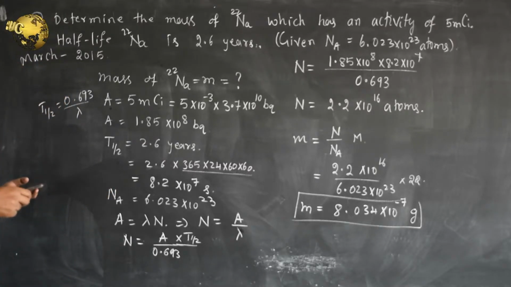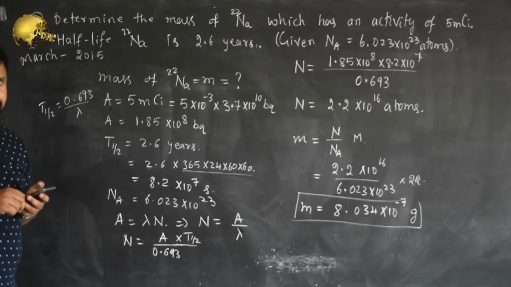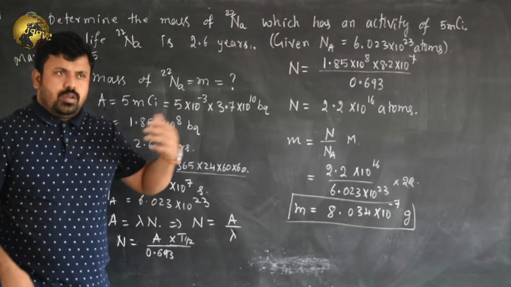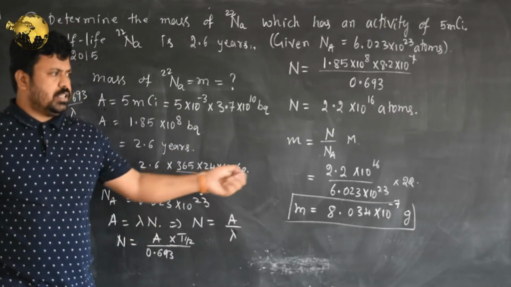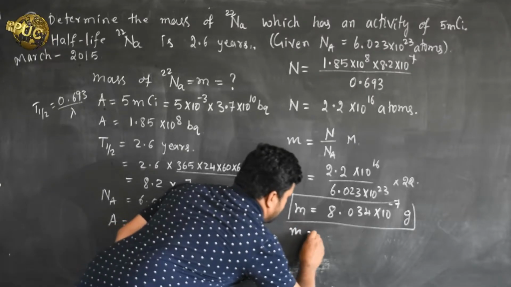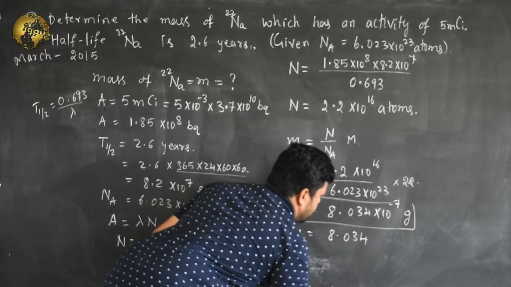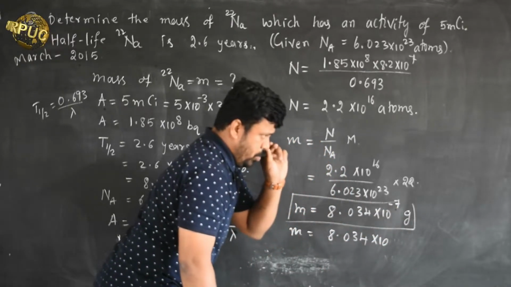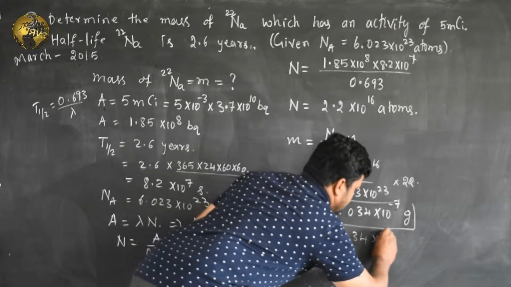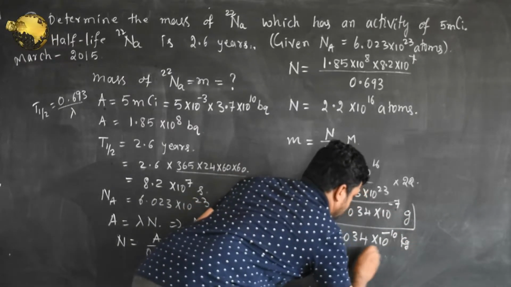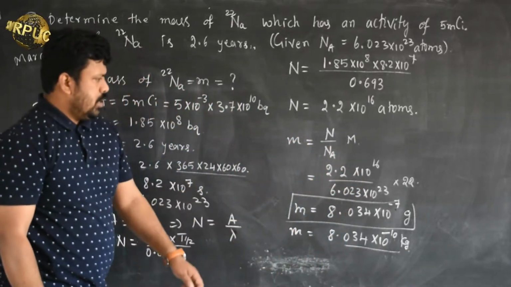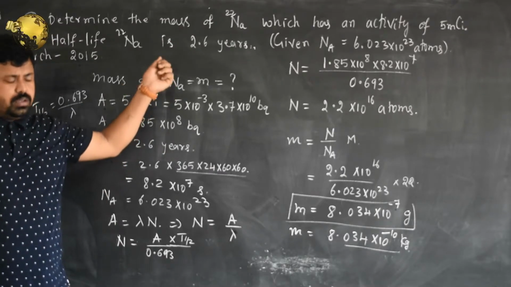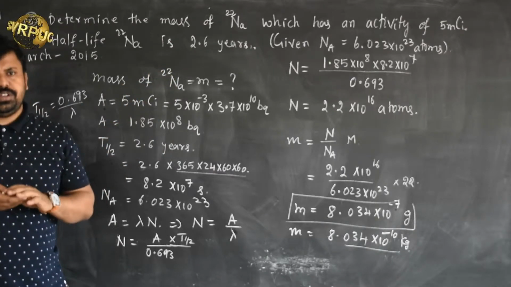This question was asked in March 2015. We got the mass as 8.034 into 10 to the power minus 7 grams. The standard unit of mass is kg, so let's convert it to kg. M is equal to 8.034 into 10 to the power minus 7 grams, and gram means 10 to the power minus 3 kg. So minus 7 minus 3 is minus 10 kg. So we have calculated the mass of the sodium 22 using the given data. Let's move on to the next question.